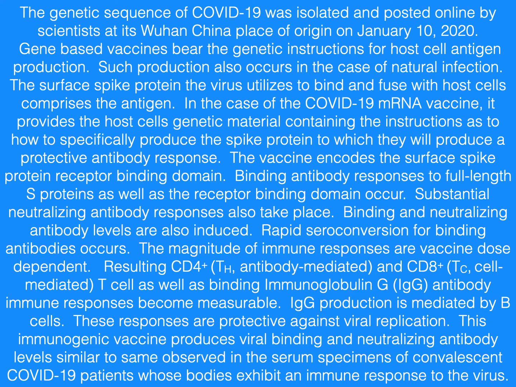Resulting CD4 plus and CD8 plus T cell, as well as binding immunoglobulin G antibody immune responses become measurable. IgG production is mediated by B cells. These responses are protective against viral replication. This immunogenic vaccine produces viral binding and neutralizing antibody levels similar to those observed in the serum specimens of convalescent COVID-19 patients whose bodies exhibit an immune response to the virus.